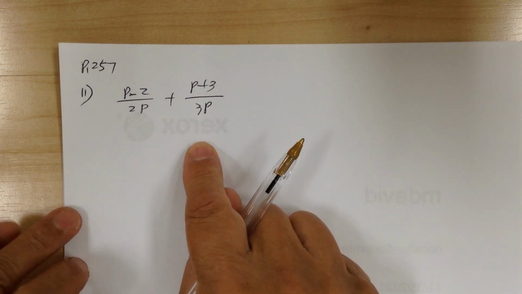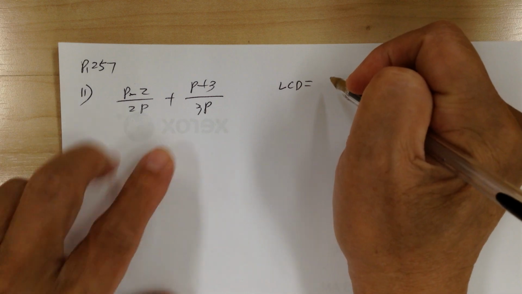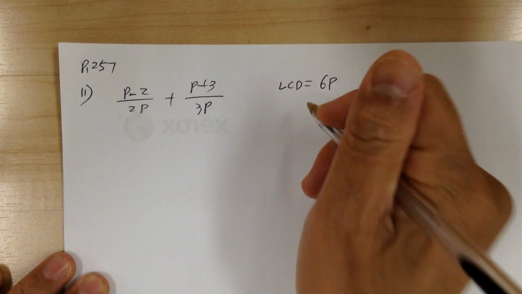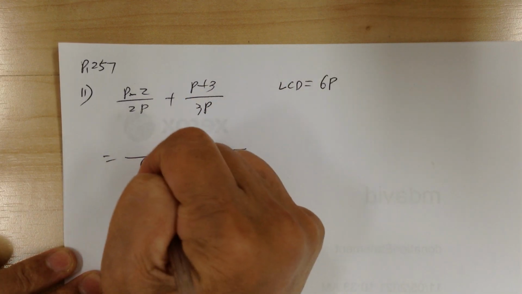So when you're adding fractions, you need to get your common denominator. So your LCD, the numbers 2 and 3 will give you 6, and the variable will be p. So first you get your LCD. Then your next step is get your LCD ready.